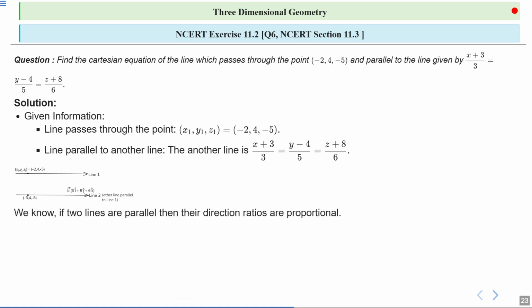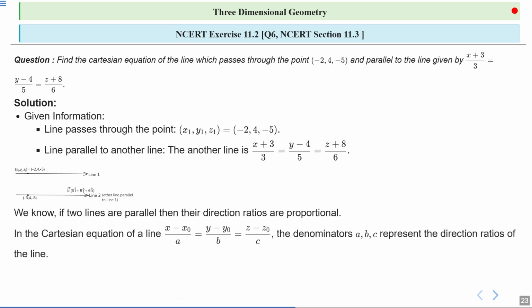Now let's recall an important property. We know if two lines are parallel, then their direction ratios are proportional. In the Cartesian equation of a line, x minus x naught over a equals y minus y naught over b equals z minus z naught over c, the denominators a, b and c represent the direction ratios of the line.